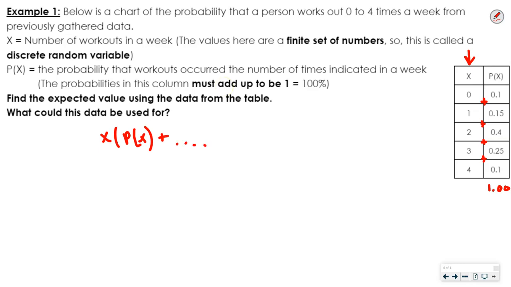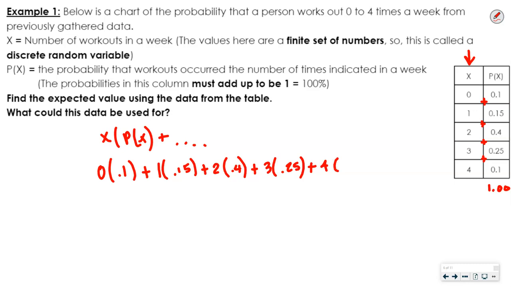So we're going to do 0 times 0.1, plus 1 times 0.15, plus 2 times 0.4. These are, again, the number of times they worked out in a week and the probability of that. And then 3 times 0.25, and then 4 times a week, the probability of that is 0.1. We're going to add all those together and put that right in our calculator. When we do that, we get 2.1.